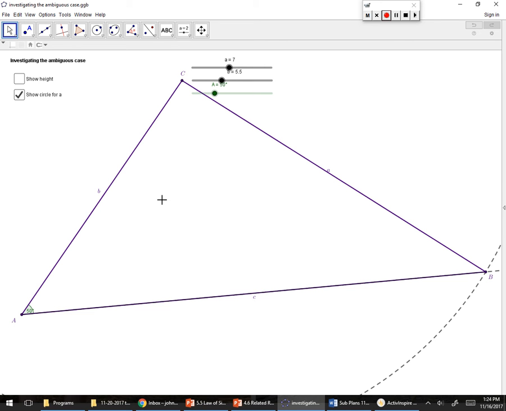I think it can be shorter than B, can't it? And still reach? Yeah, when A is acute. So A is acute. It can be shorter, but when A is, yeah. So how short can it be, I guess, is what I want to say. I want to know. How short can it be? What's the minimum A could be?